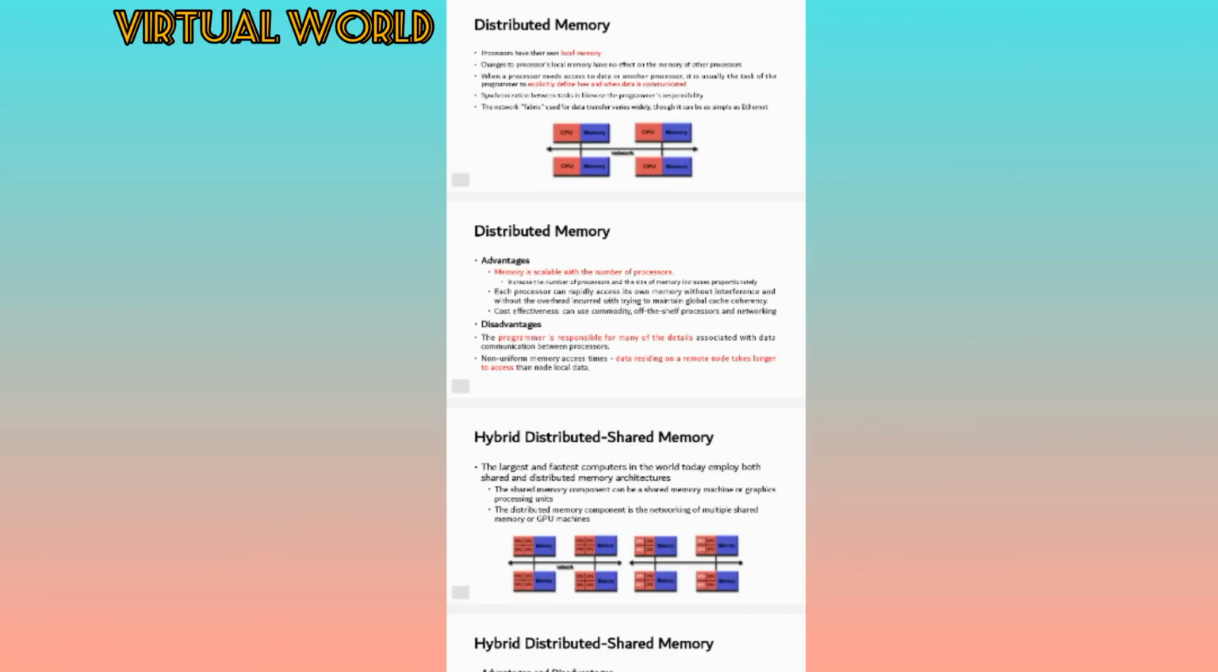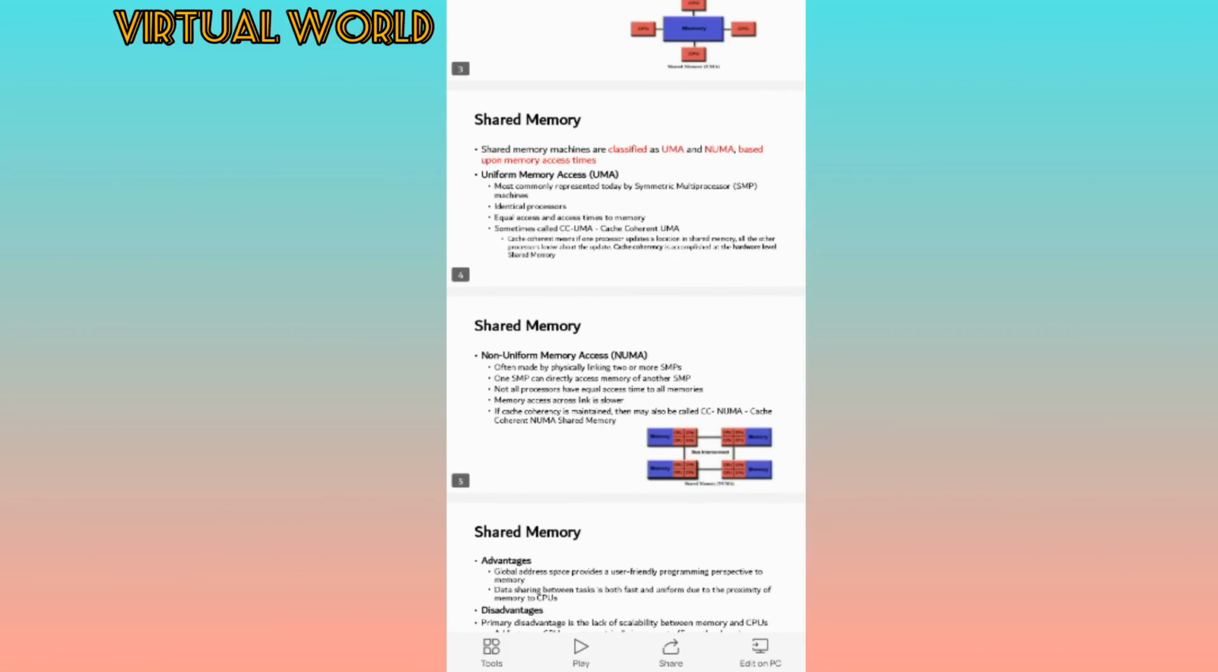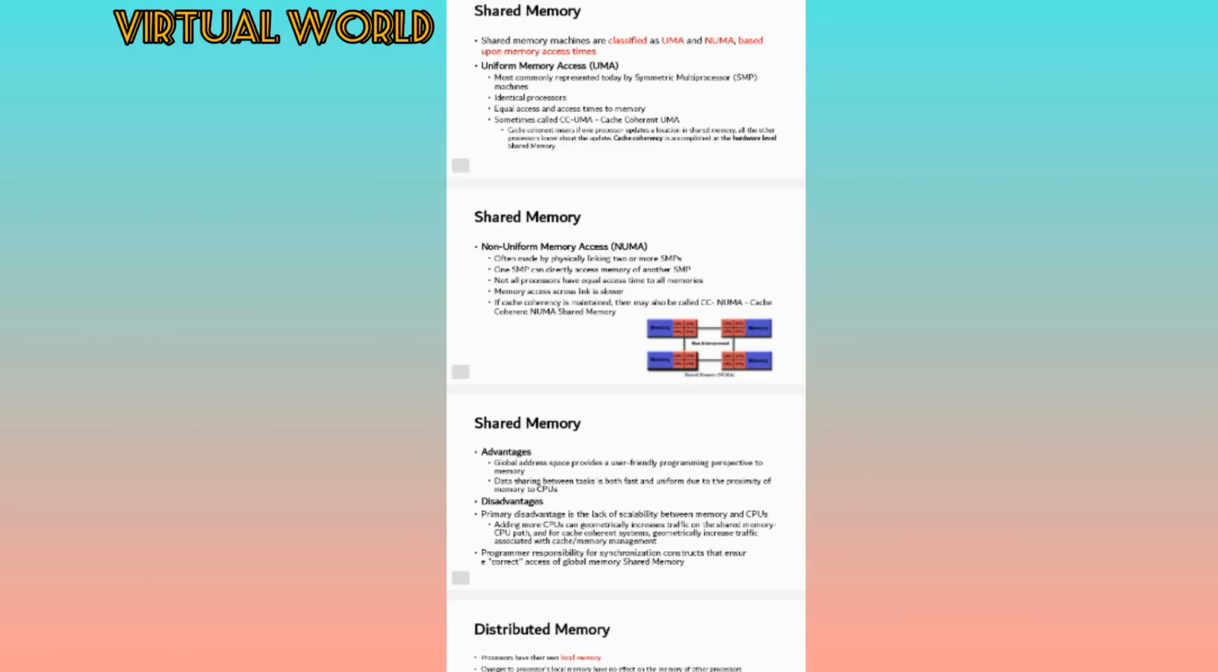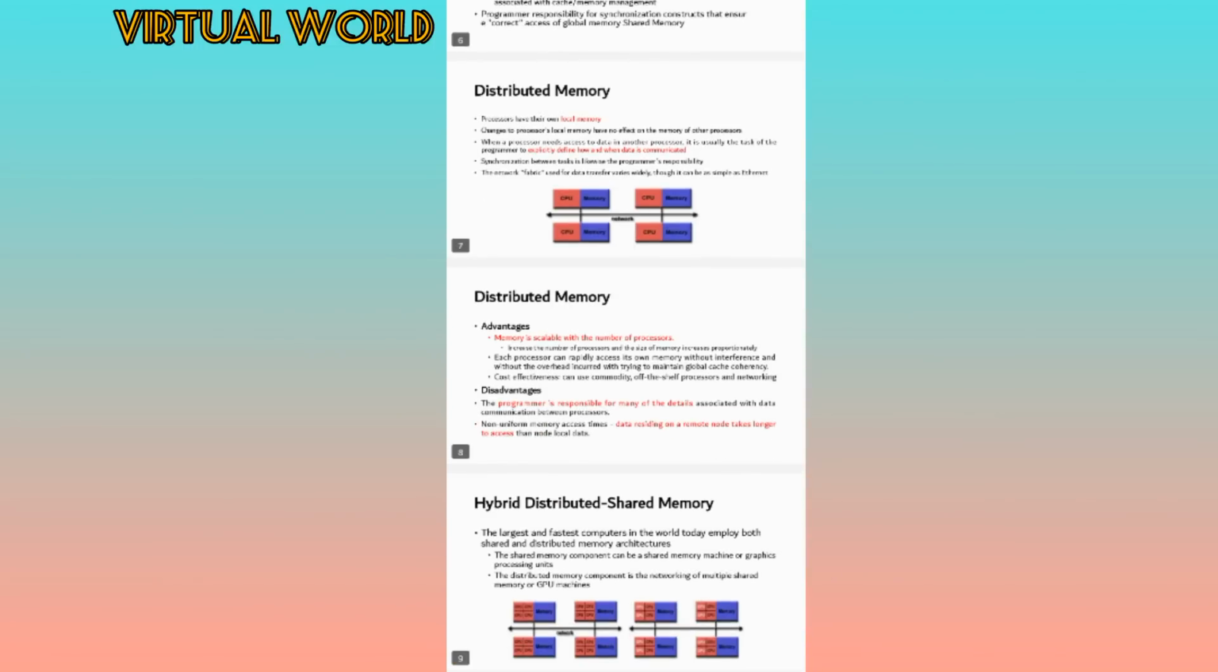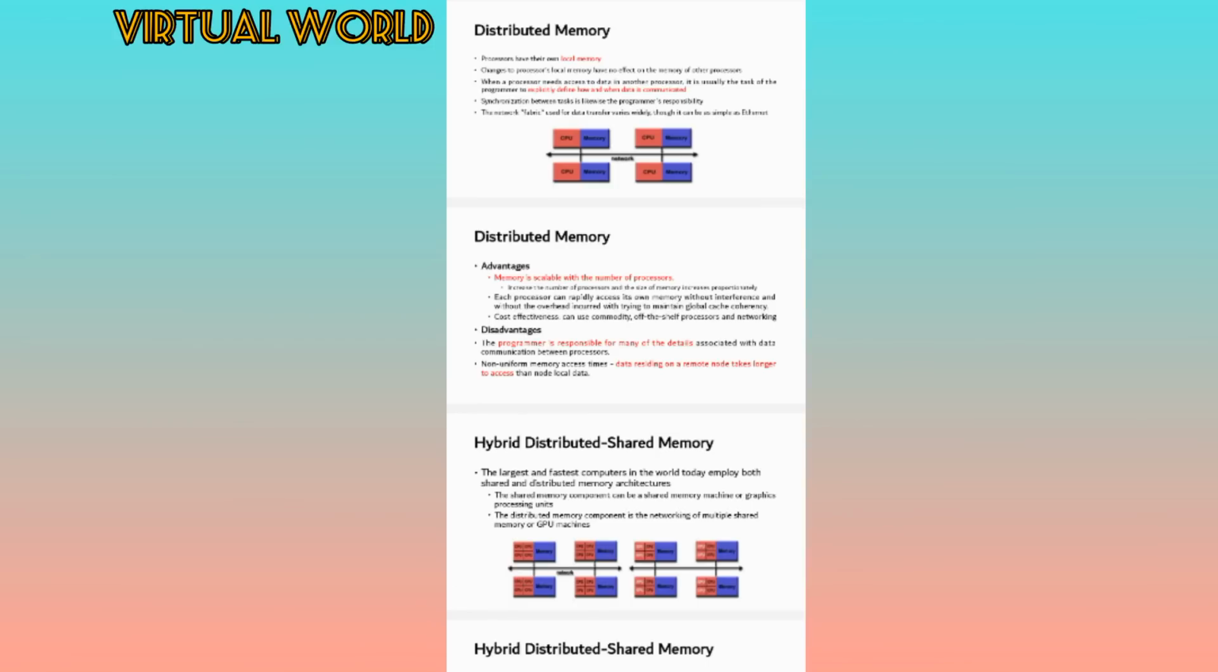The first memory architecture we discussed was shared memory. Second, we have distributed memory. What is distributed memory? Each processor has its own local memory. In shared memory, the work performed on one processor is shared across all processors. But in distributed memory, each processor has its own local memory, and changes to a processor's local memory have no effect on the memory of the other processors.